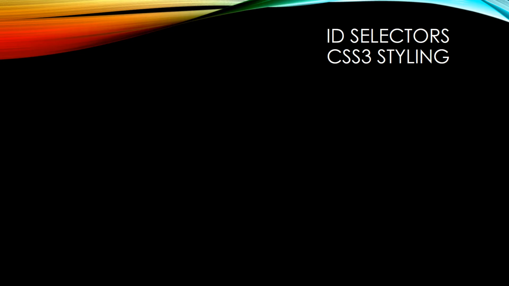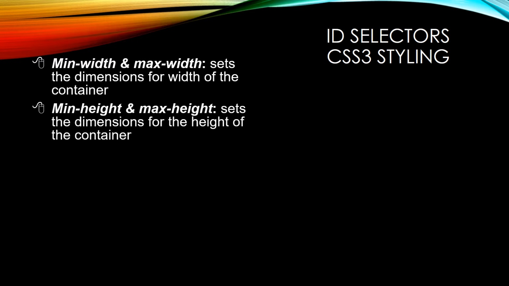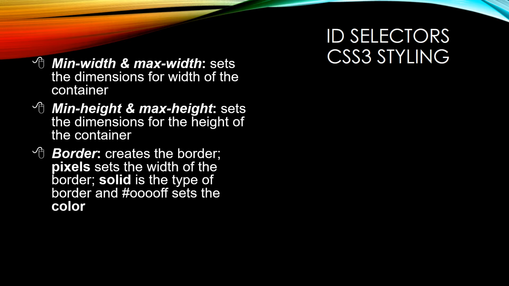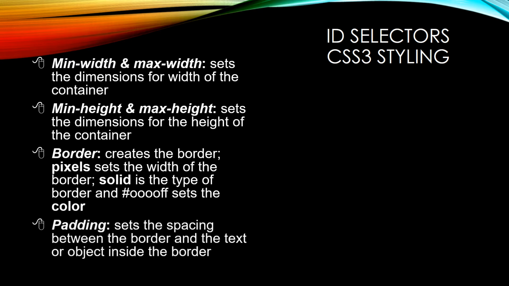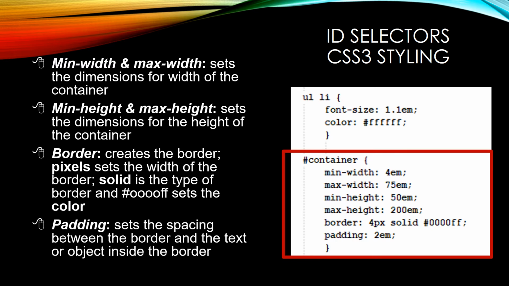CSS3 styling for the ID selector. The min width and max width set the dimensions for the width of the container. Min height and max height set the dimensions for the height of the container. The border creates the border. Pixel sets the width of the border. Solid is the type of border. And the color, number sign 0000FF, sets the color. Padding sets the spacing between the border and the text or object inside the border.